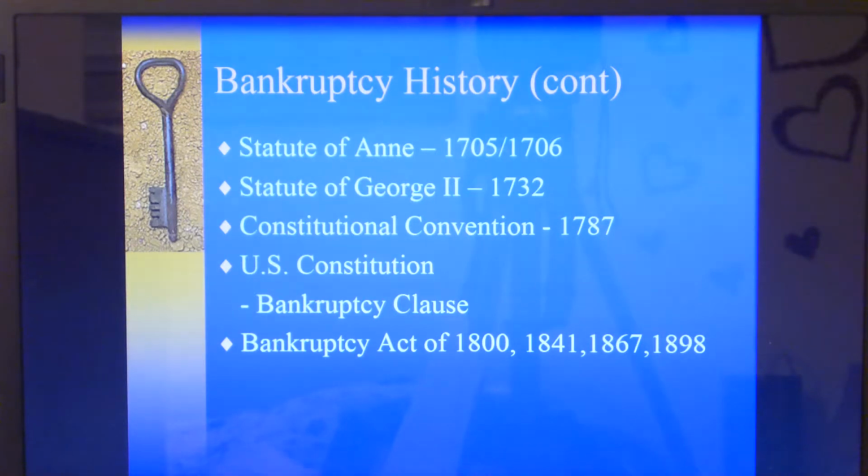We continue here with the Statute of Anne. In 1705, the Statute of Anne provided for the discharge of debts for the benefit of the debtor who cooperated in the bankruptcy proceedings with the approval of the commissioner, which was the judge. This was considered to be the root of a more humanitarian legislative treatment of honest but unfortunate debtors. It also provided for the death penalty for fraudulent bankrupts.